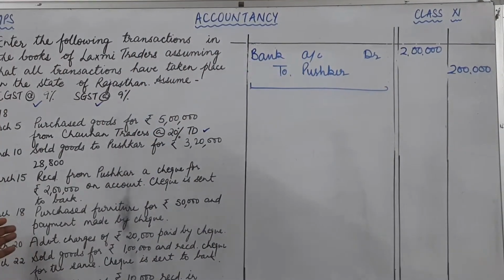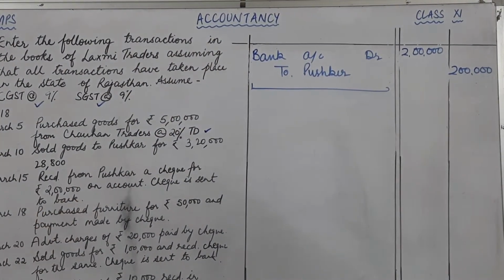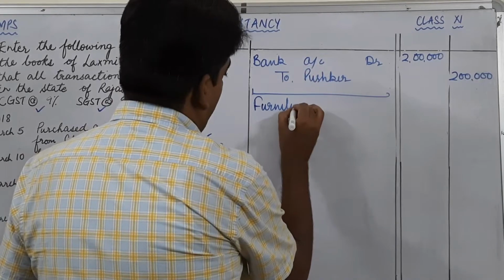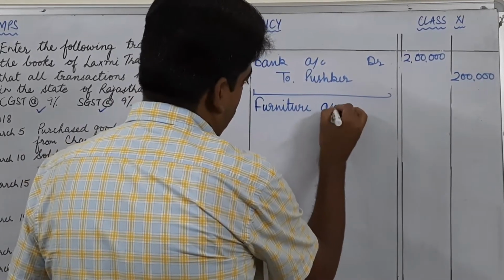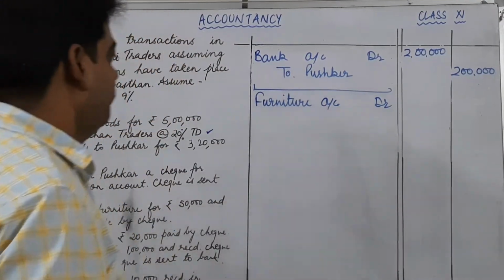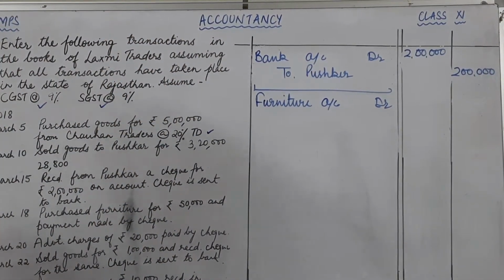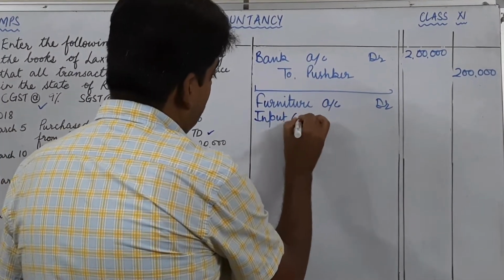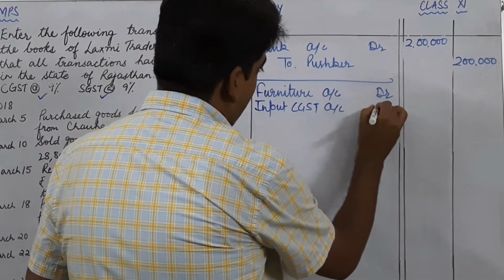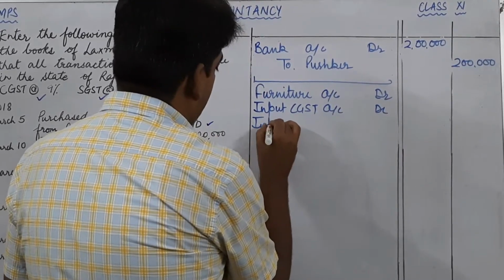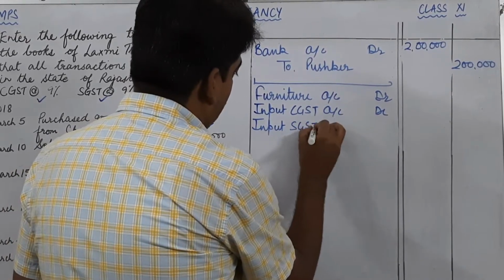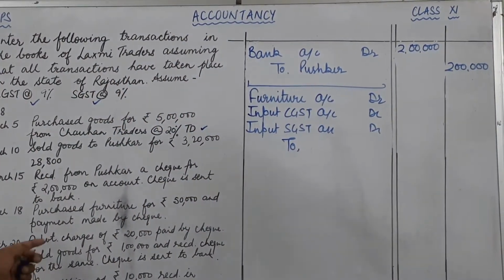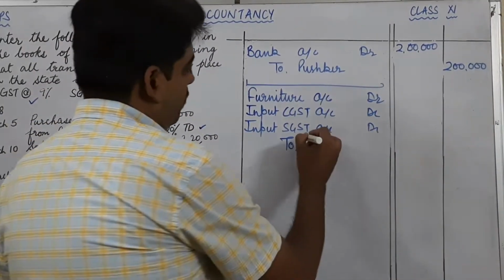Now see next transaction, purchase furniture for 50,000 and payment made by check. So this time we are buying furniture. Furniture will be debited because furniture is our real account. What comes in will be debited. Furniture account debit. And now we have to give taxes also. So input CGST account will be debited and input SGST account will be debited, and this time we are giving check. Okay. So to bank account.